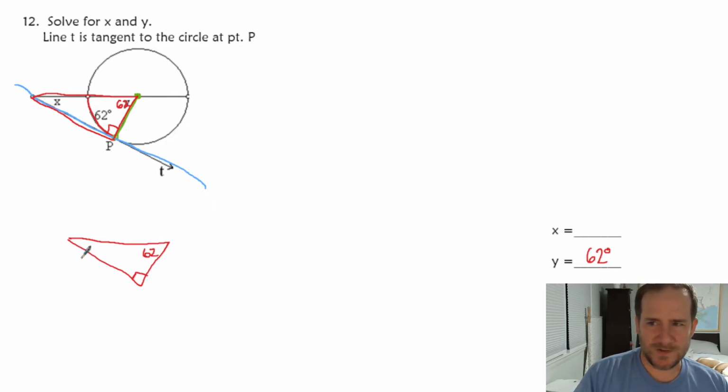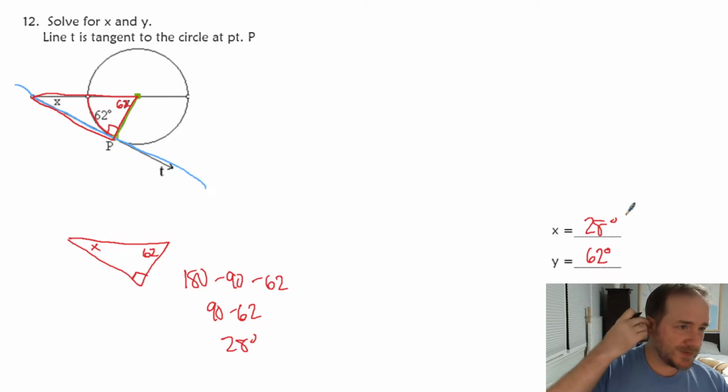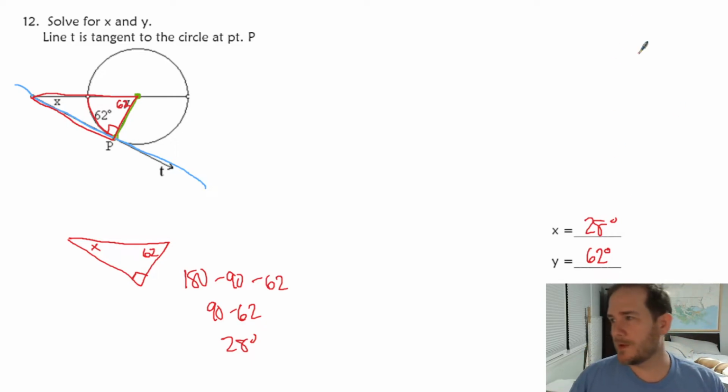Then you know that all the angles have to add up to 180, right? So we could just do 180 minus the 90 minus the 62. That, of course, is just going to be 90 minus the 62. And 90 minus 62 is 28. So we can figure out that x is 28 that way. And then we're done. And that's a perfectly valid way to do this problem.